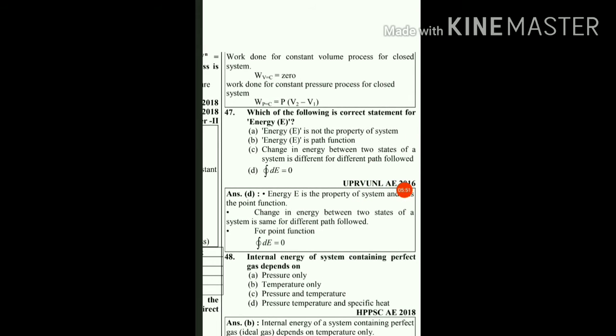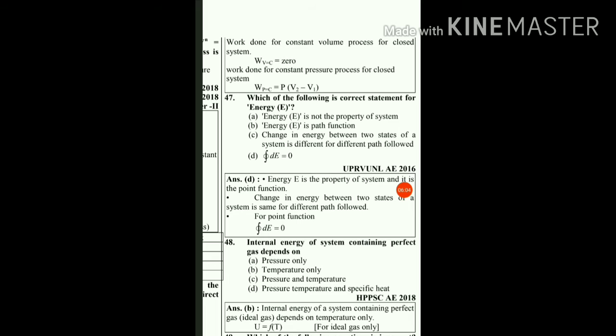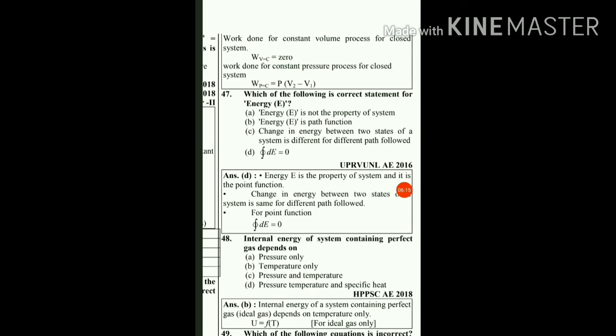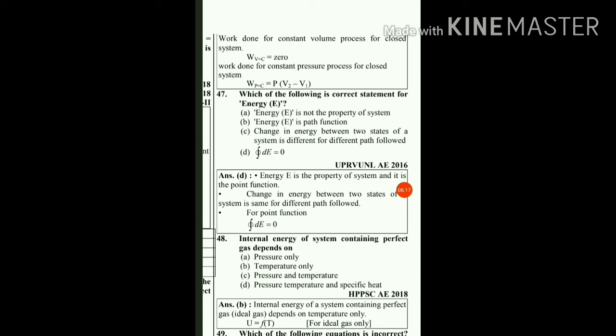The next, 47th question: which of the following is a correct statement for energy? The first option is that energy is not a property of a system, so it is not right. Energy is a property of a system. The next, energy is a path function. It is not right, energy is a point function. Then, change in energy between two states of a system is different for different paths followed. Energy is a point function, so it does not depend upon the path followed. Irrespective of any path, if the initial and final points for the process are identical, then the change in energy will be the same irrespective of any path. So it is not true.